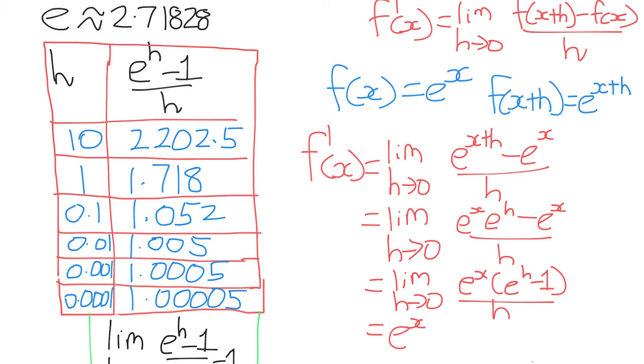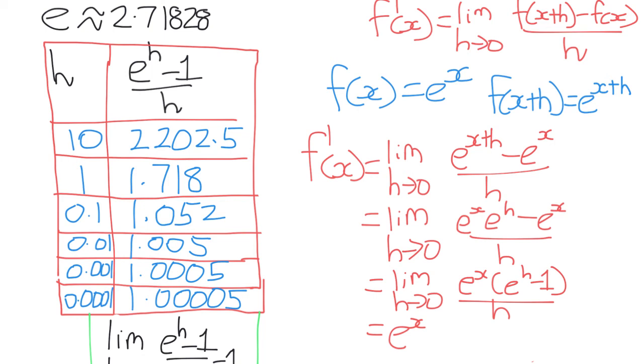So this is really interesting. We started off with e to the x, but when we differentiated, we got e to the x. It turns out the derivative of e to the power of x is itself. So what that means is the rate of change of the function at a given point is just the value of the function at that given point.